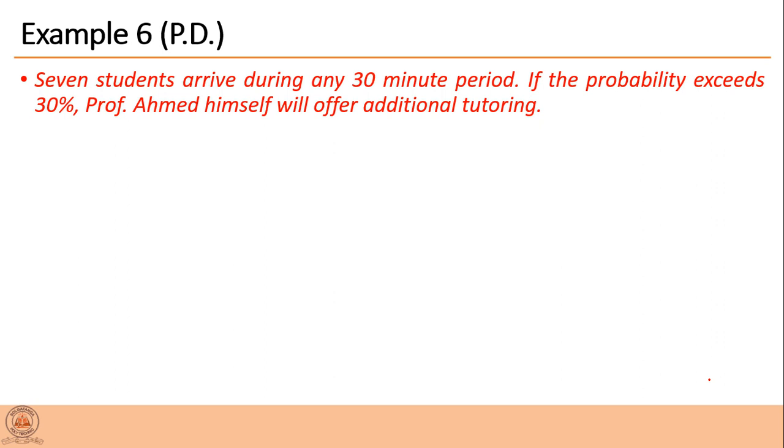The last but not the least: 7 students arrive during any 30-minute interval. If the probability exceeds 30%, then Professor Ahmed himself will offer additional tutorial. All along we have been looking at a 20-minute interval. This time it is 30 minutes. How do we convert it? The conversion we are going to do: our new lambda is equal to the new interval multiplied by the old rate, all over the old interval.